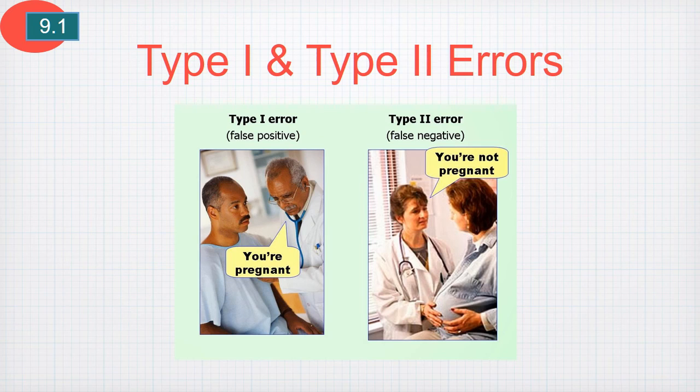Okay, so visually, type 1 error, false positive. This doctor telling this man that he's pregnant. Type 2 error, false negative, a very pregnant woman, doctor telling them you're not pregnant. So I think that describes type 1 errors, false positive, and type 2 errors, false negative.